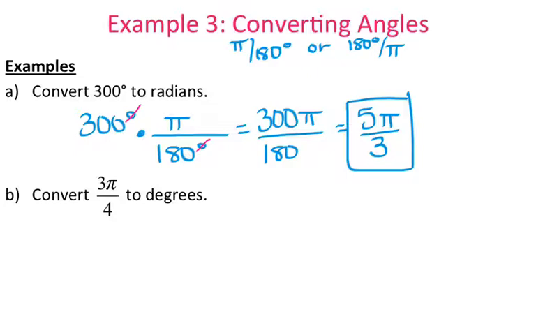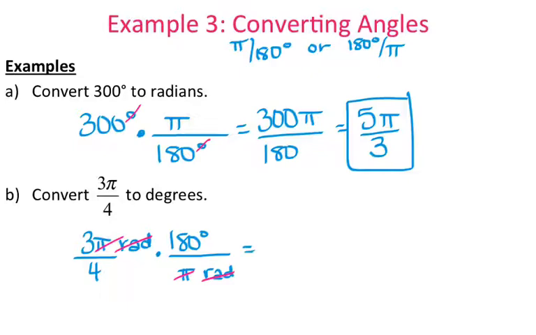For converting from radians to degrees, I'm starting with 3 pi over 4, and that's in radians. What I need to do is cancel out the radians, which means the pi is on the bottom, since pi represents radians. And then on the top I have 180 degrees. So my radian units are going to cancel. My pi is also going to cancel. So then that leaves me with 3 times 180, multiplying straight across, is 540 degrees over 4, which is 135 degrees.